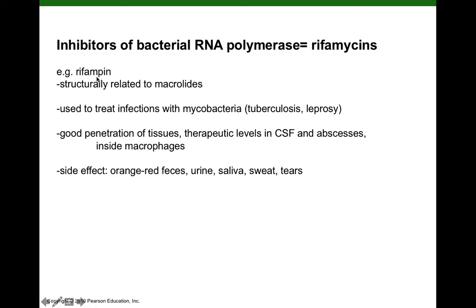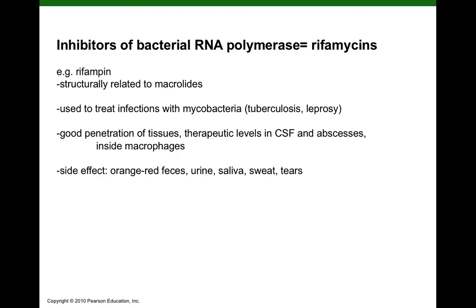So the rifampin target is different. It's going to inhibit the bacterial RNA polymerase, which will block transcription and thus will block protein synthesis. Rifampin is really important as a frontline drug against mycobacteria, so Mycobacterium tuberculosis, Mycobacterium leprae.